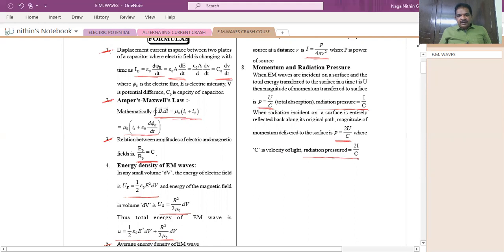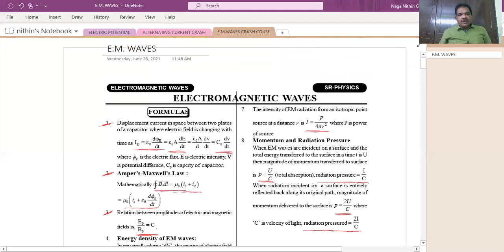Radiation pressure will be 2I by C. If it is completely absorbed by the surface, the momentum is U by C. Completely reflected by the surface, the momentum of the electromagnetic wave will be 2U by C. For absorption, radiation pressure is equal to I by C. Here, for reflection, radiation pressure is equal to 2I by C.